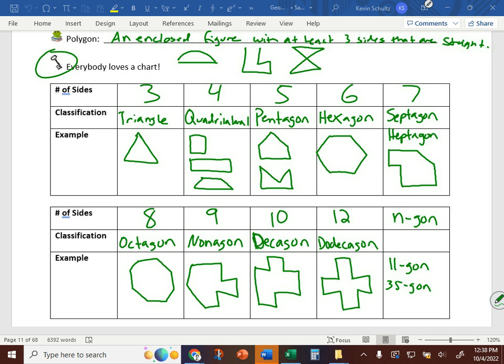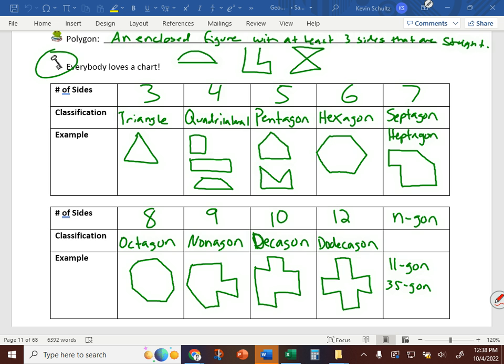Why is it 11 when it's like 10? Because 11-gons are really uncommon. And there is an official name for it, but in my opinion, it's not worth knowing. These are the more common ones. Okay. But I want you to notice something here because there's a bit of a history lesson that we can look at as well.